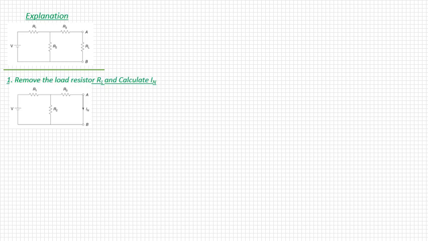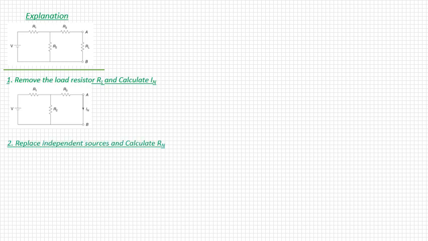Then the explanation. Let's consider a simple circuit like this, having a voltage source V and resistors R1, R2 and R3, and load resistance RL in between terminals A and B. The first step is to remove the load resistor RL and calculate IL. So the load resistor RL is removed and a short circuit is placed between terminals A and B, and the current through that short circuit is the Norton current IN.